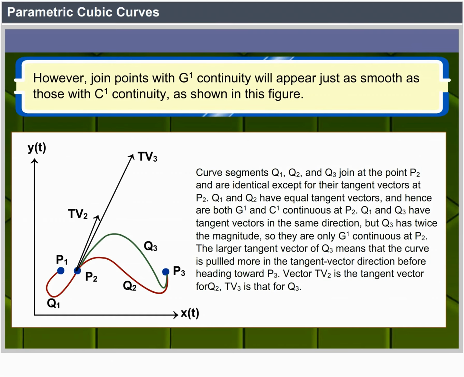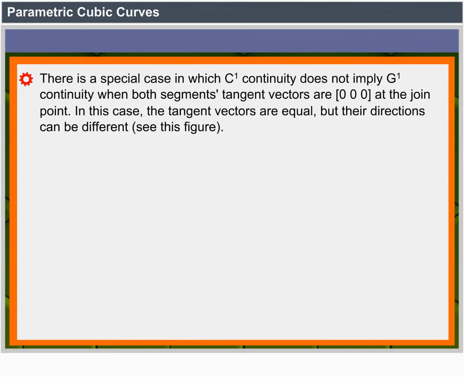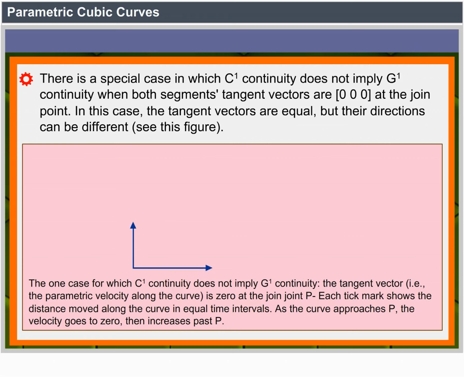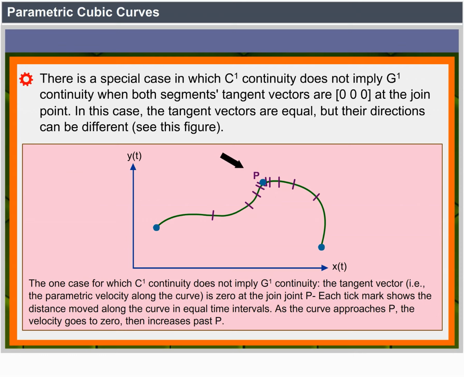There is a special case in which C1 continuity does not imply G1 continuity: when both segments' tangent vectors are (0, 0, 0) at the join point. In this case, the tangent vectors are indeed equal, but their directions can be different as per the figure shown. This figure shows the one case for which C1 continuity does not imply G1 continuity. The tangent vector, that is the parametric velocity along the curve, is 0 at the join point P. Each tick mark shows a distance moved along the curve in equal time intervals. As the curve approaches P, the velocity goes to 0, then increases past P.